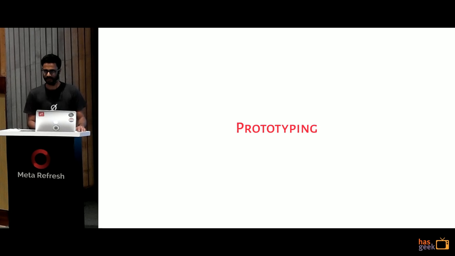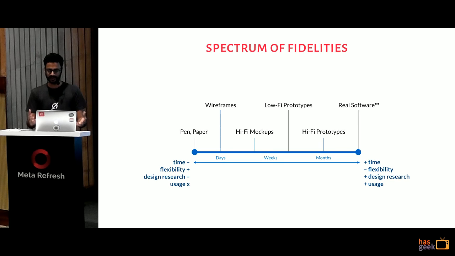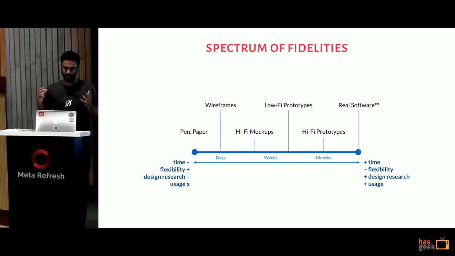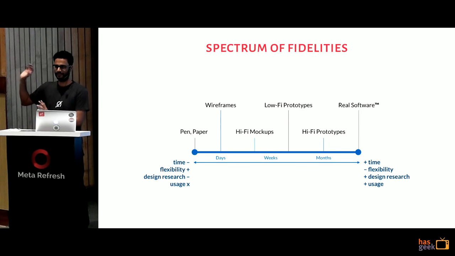How we do it is by prototyping. And in order to get an understanding of what's already out there, I put it on a spectrum. So on this side of the spectrum is, of course, pen and paper. On the other side, you have real software, right? And the spectrum is non-linear. So you have days, weeks, and months. Real software can take months to develop. Pen and paper is quite immediate. Pen and paper is really fast.